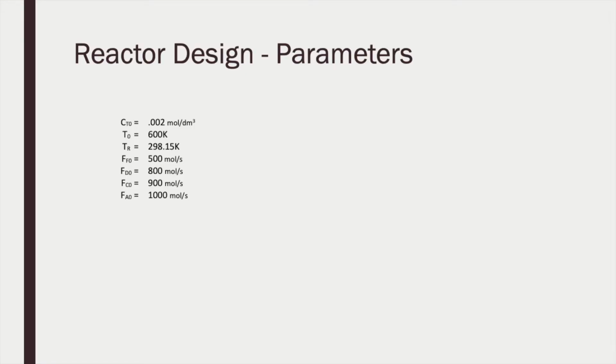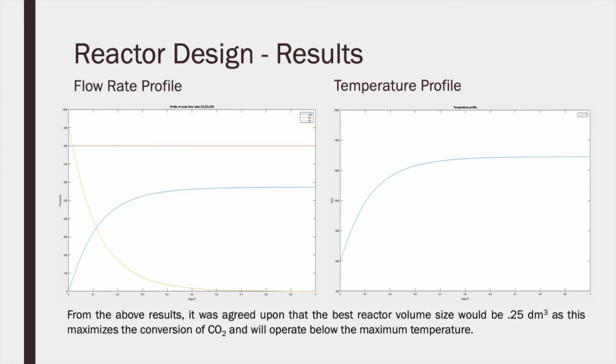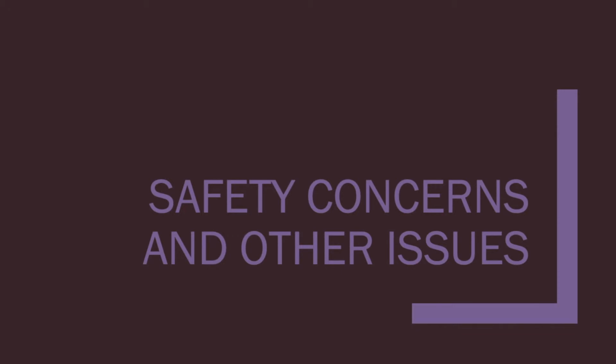Listed here are the design parameters for this specified catalytic converter. As shown here, 0.25 cubic decimeters would be the best reactor volume necessary to maximize conversion of carbon dioxide, and this will operate below the maximum temperature of a converter. We're going to get into some safety concerns and other issues.